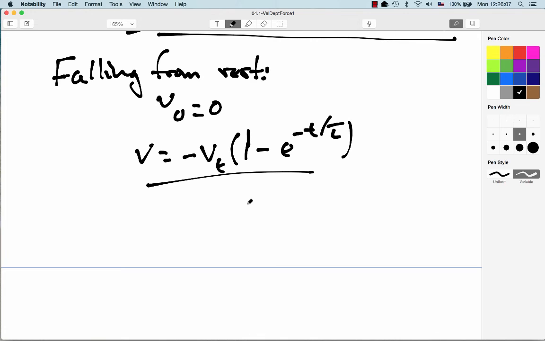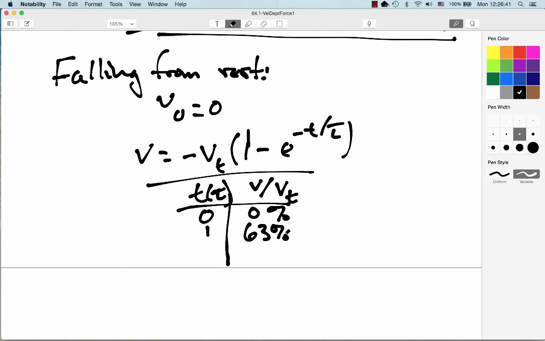So I could make, if I wanted to, a quick little table of how our velocity, so start with the time here in units of our time constant, and then our current velocity or current speed in terms of the terminal speed. So at time 0, we're at rest, 0%. At one time constant, we'll be at 100% minus 37%, so we'll be at 63% of terminal velocity. Two time constants, that would get us to 86%, and three time constants would get us to 95%.